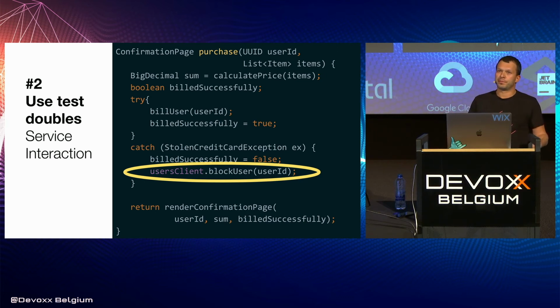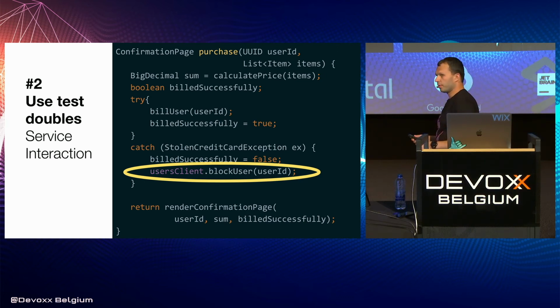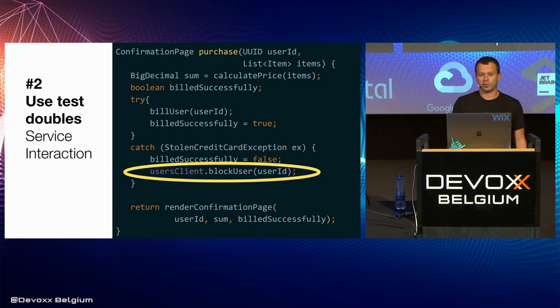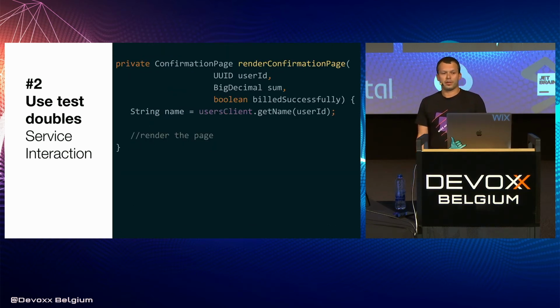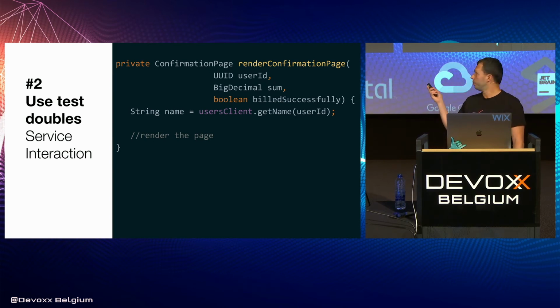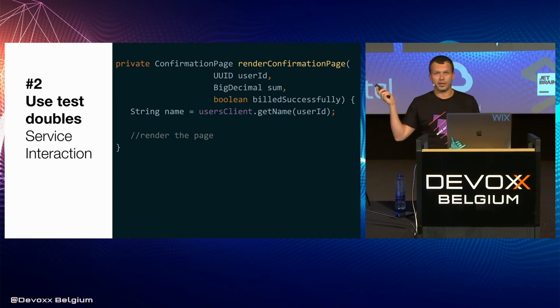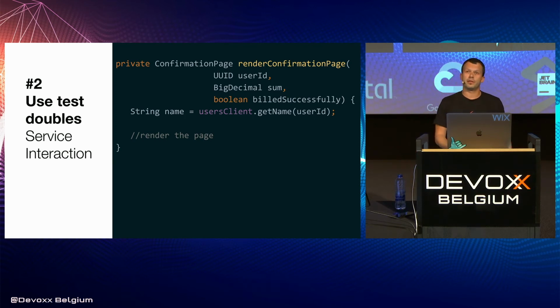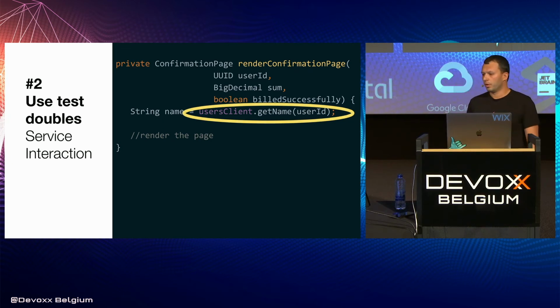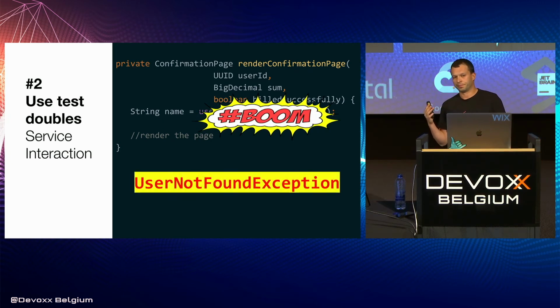Now you run your tests. All the tests passed, of course. All the tests are green, and you ship it. But what you don't know is how render confirmation page works. And the way it works, it tries to get the name of the client in the beginning. But in case of a blocked user, it will not work. So it will explode in production. And that's just because you didn't know how the user server works.